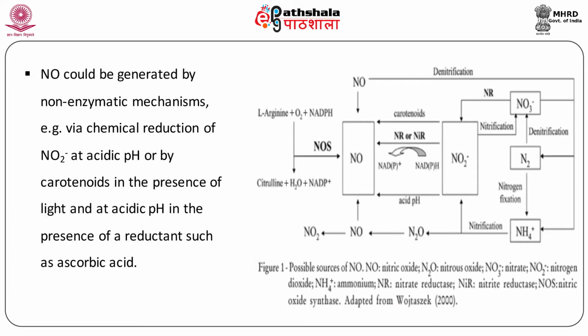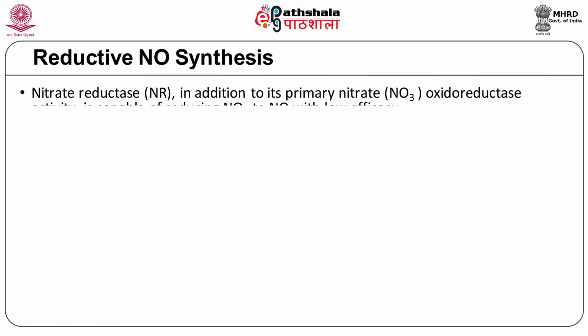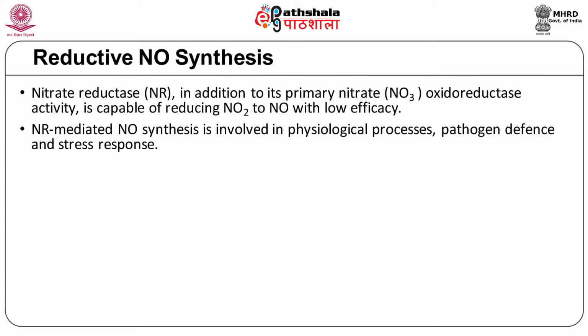Nitric oxide can also be generated by non-enzymatic mechanisms, for example, via chemical reduction of NO2- at acidic pH or by carotenoids in the presence of light, and also at an acidic pH in the presence of a reductant such as ascorbic acid. Nitrate reductase, in addition to its primary nitrate oxidoreductase activity, is capable of reducing NO2- to NO with a lower efficiency. Nitrate reductase mediated NO synthesis is involved in various physiological processes like pathogen defense and stress response.